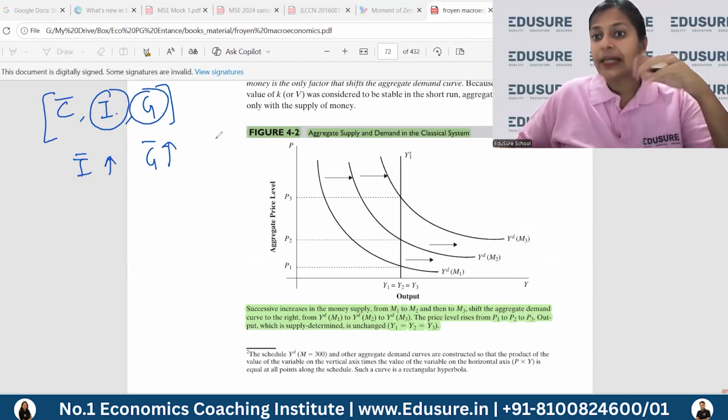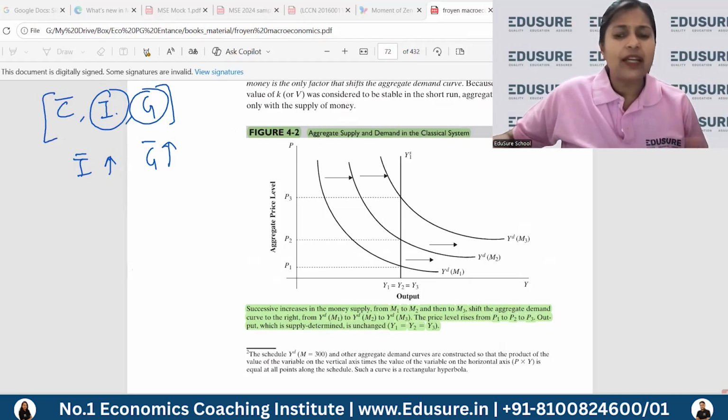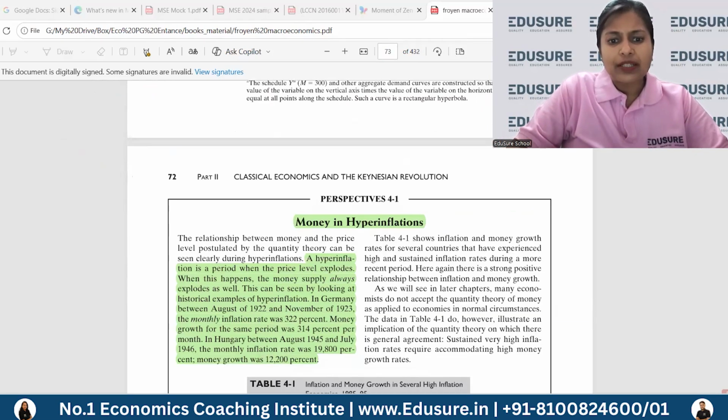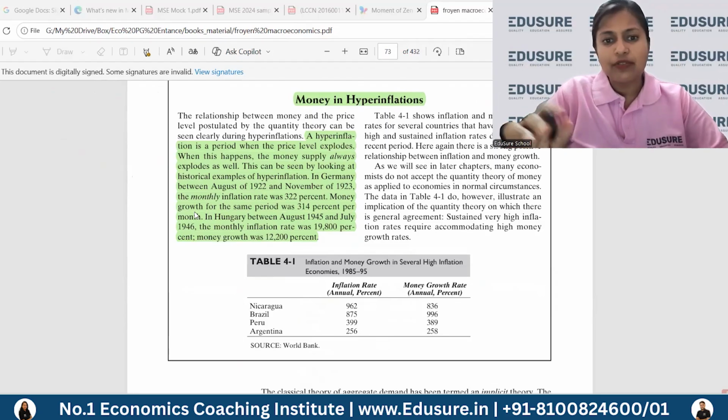How are they not impacting aggregate output, right? That is the next question. Where did G bar, C bar, I bar go? So now we are going to address that question. So this is a small table which shows that at any time.